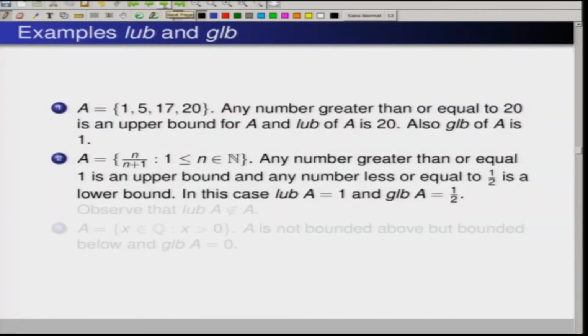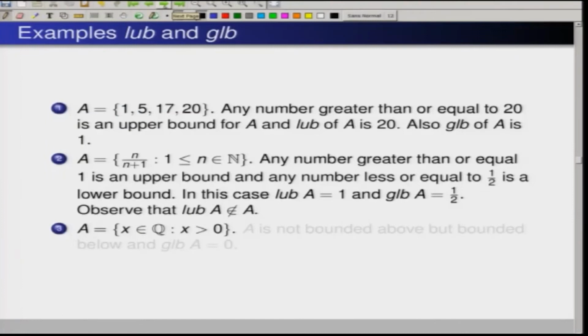Now you can see that although 1 is the least upper bound, it does not belong to A. So, one thing is that the least upper bound may exist for a set A, but it is not necessarily true that this least upper bound is going to be an element of A.